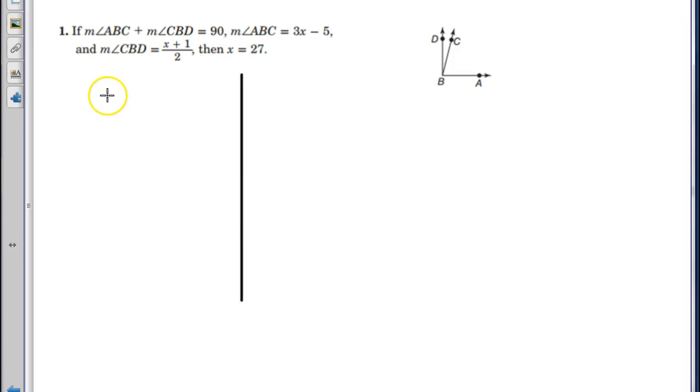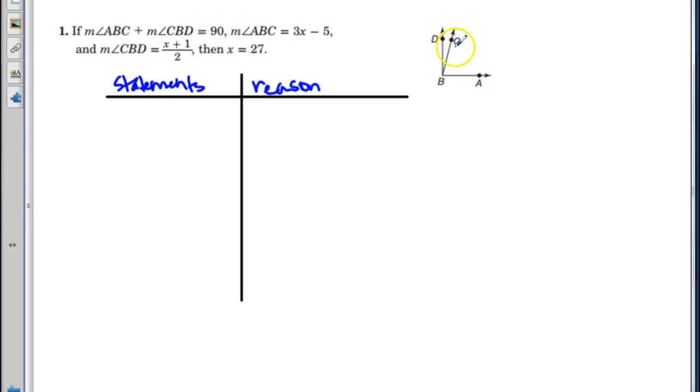Remember we talked about in class that we have statements that we are going to use here. We will write our statements on the left column, and then we will have our reasons, or why we're doing what we're doing, in the right column. So here's the problem. If the measure of angle ABC plus the measure of angle CBD is 90 degrees, so let's look at our picture. ABC, CBD, 90 degrees, so these two together will be 90.